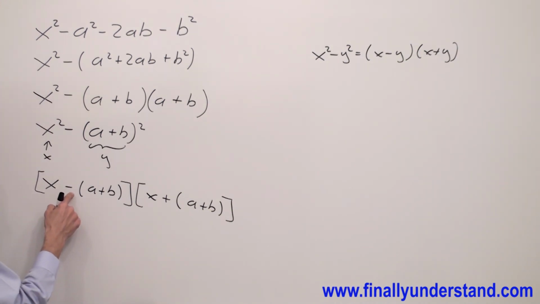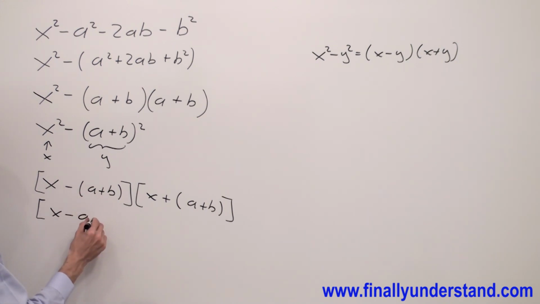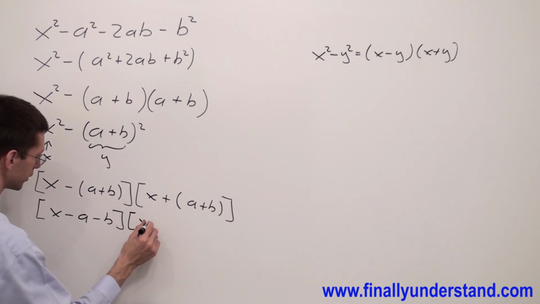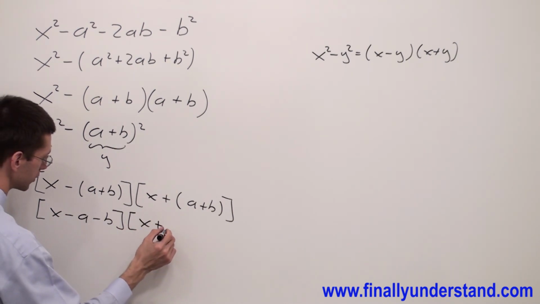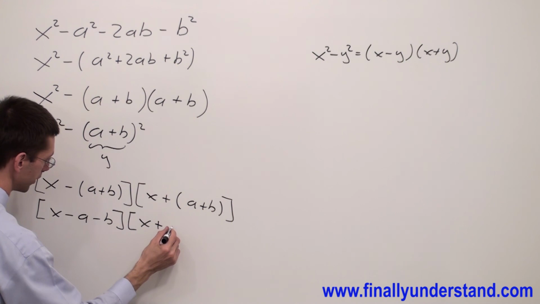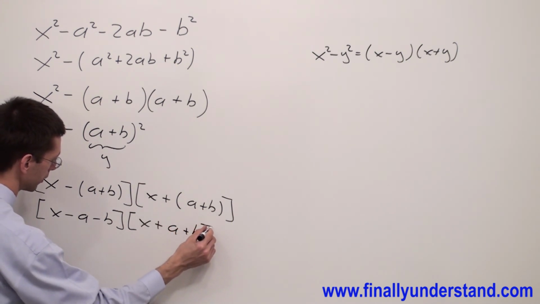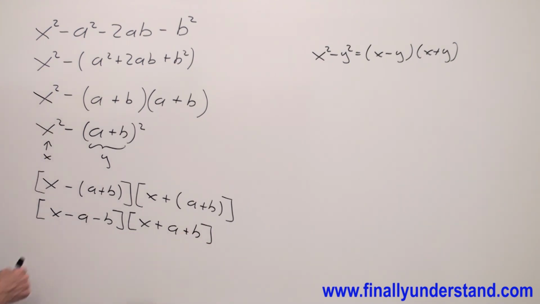Next I have to eliminate the parentheses, and I'm going to have x: negative times invisible positive gives me negative a, negative times positive gives me negative b, times x plus: positive times positive is positive. And this is the solution to my problem.